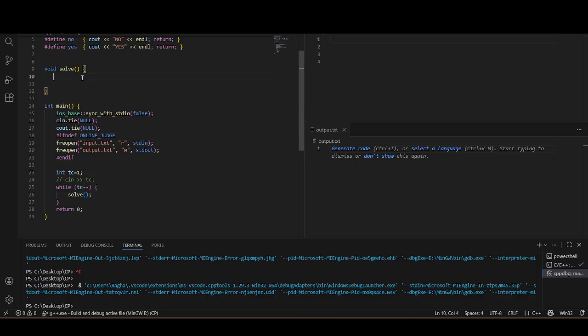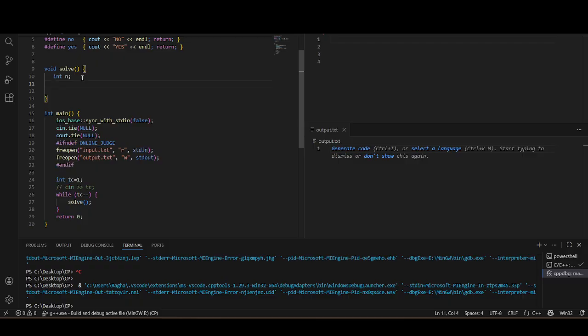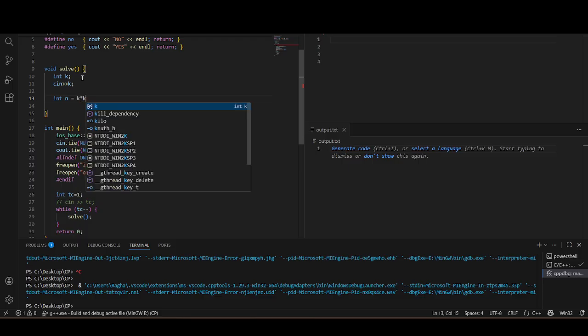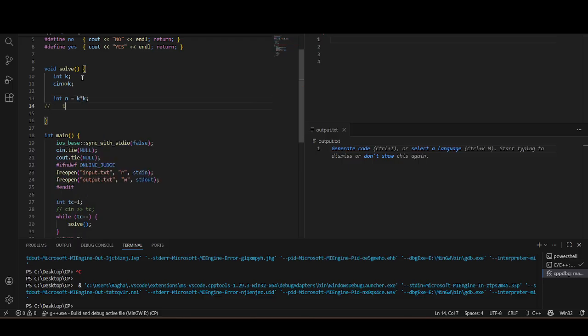So we will be given an input n, and let me take it as k, so that won't lead to confusions. So int n will be k cross k. This is the total squares on the k cross k board.